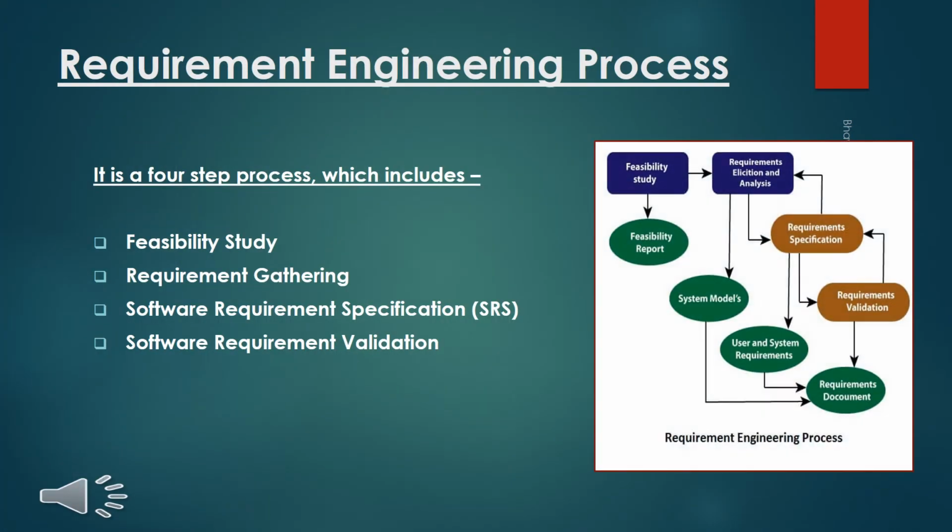Now the next topic is the requirement engineering process, which means what process is followed by the development team in order to make a software product. After gathering all the information, what procedures do they follow? Basically it is a 4-step process. The first one is feasibility study, the second is requirement gathering, the third is software requirement specification, that is, creating an SRS document, and the fourth is requirement validation. We will now discuss each one of these steps in detail.